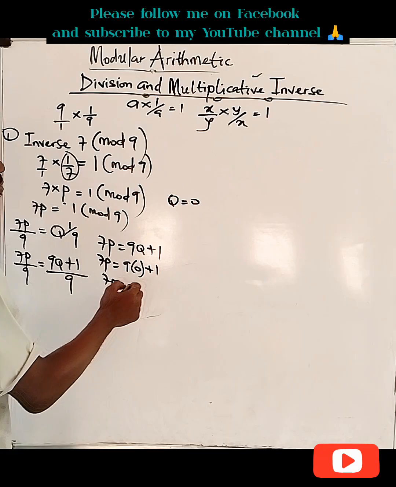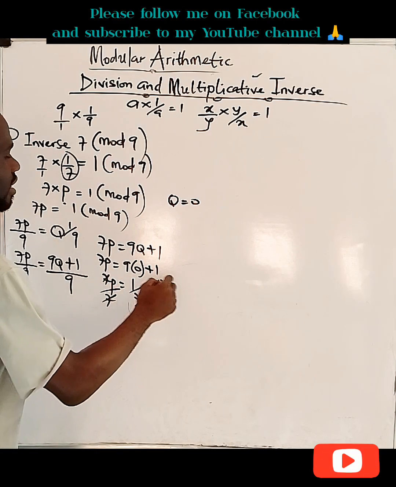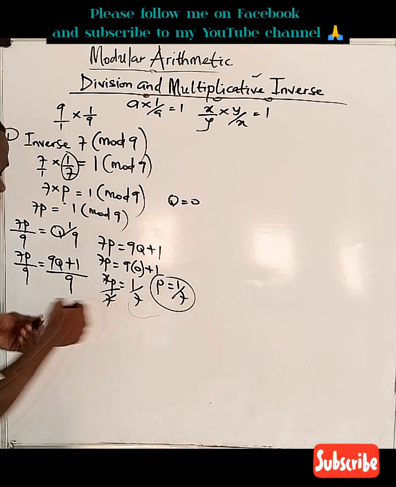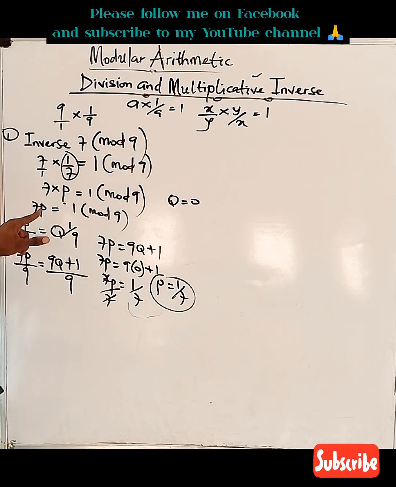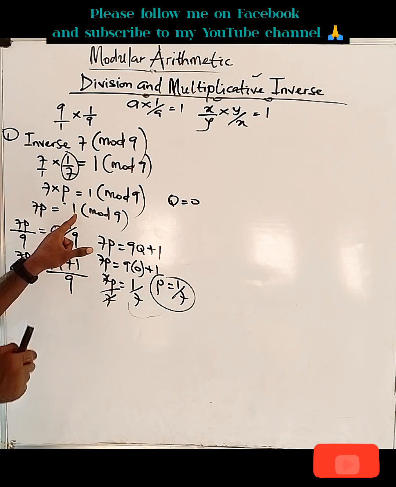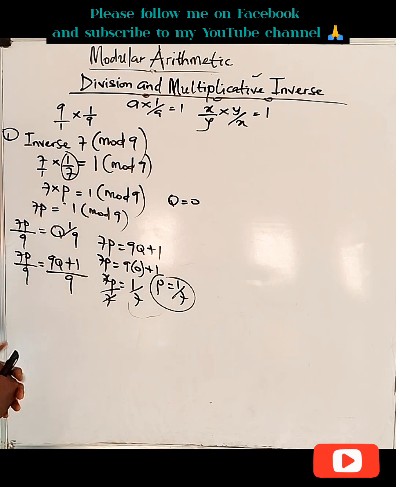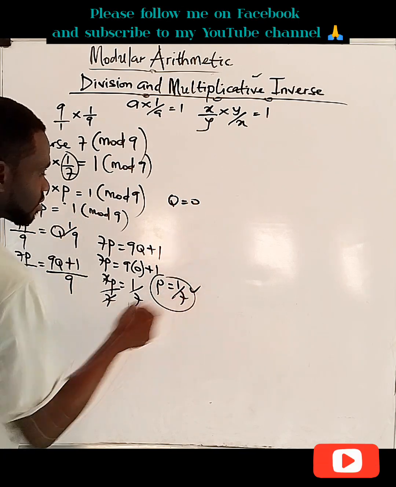9 times 0 is 0, 0 plus 1 is 1. Divide both sides by 7. So P is 1 over 7. So 7 times 1 over 7 is equal to 1. So P could be 1 over 7. This is one of the major results that P could be.